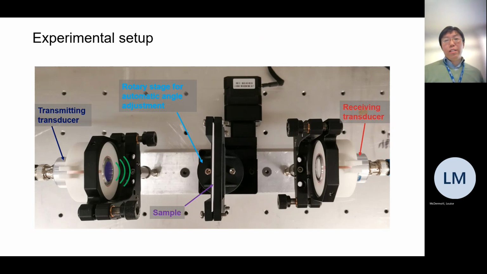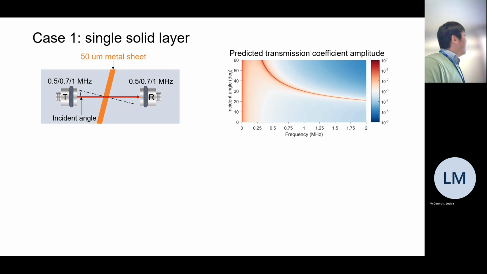For validation's sake, we first focus on the propagation amplitude in this case. That's reflected by a transmission coefficient. In this figure, the horizontal axis is the wave frequency. We can change the wave frequency in the theory, and we can validate it by using different frequency transducers. On the vertical axis is the incident angle, which is a result of rotating the sample in relation to the wave propagation direction. And the color in this figure shows the transmission coefficient.